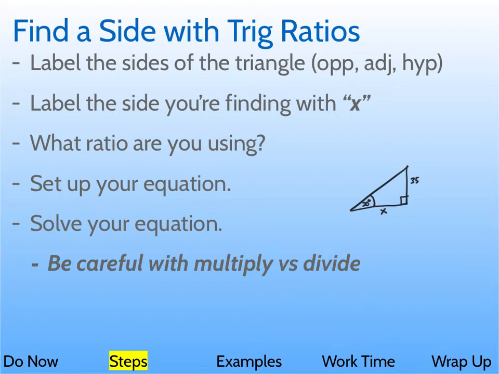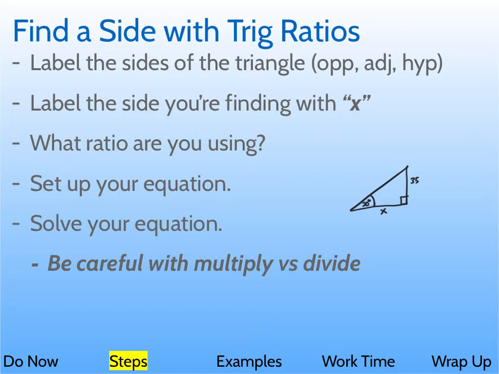So, step one, you're going to label the sides of your triangle: opposite, adjacent, and hypotenuse. Opposite is always opposite the angle you're looking for. The adjacent is next to the angle you're looking for, and the hypotenuse is across from the right angle and the longest side. So, label the side you're finding with an X. Got it. Okay, cool. Done.